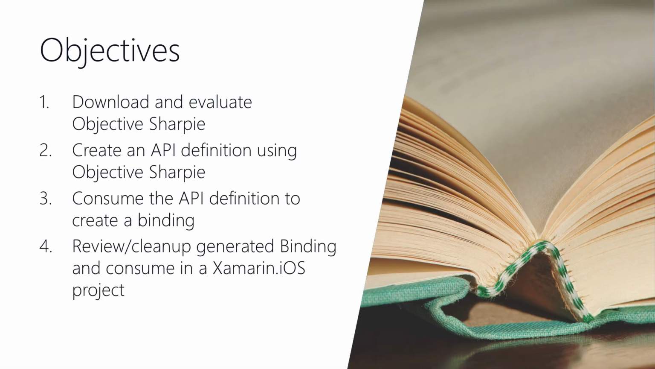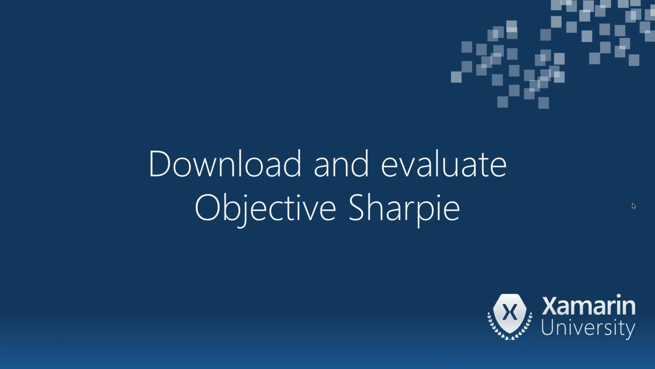This means that by the end of this class, you will know how to use Sharpie to create your API definition files. You'll know how to consume these created API definition files, as well as reviewing and cleaning up these files to create your binding for use in your Xamarin iOS-based projects. Let us start by looking at downloading and evaluating Sharpie.